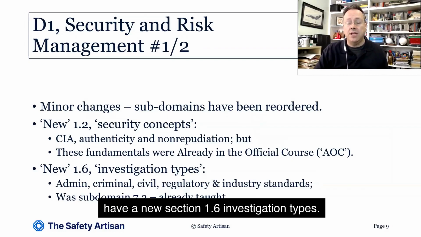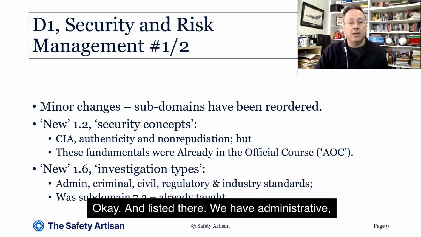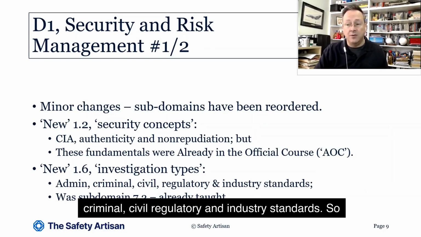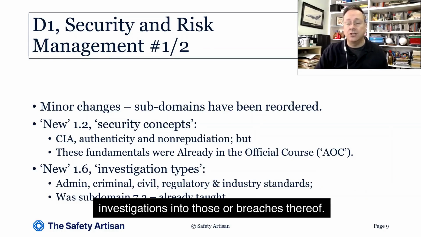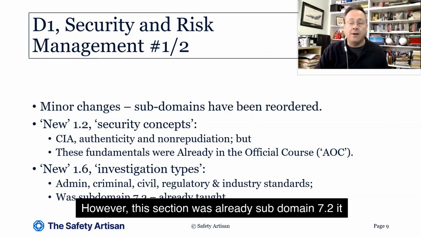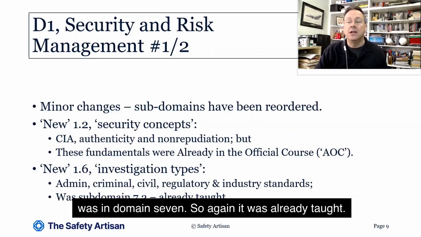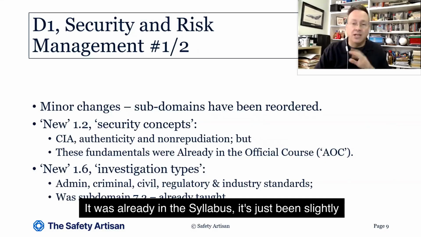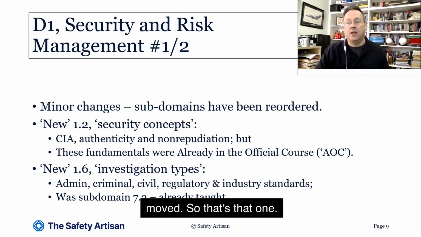And we have a new section 1.6, investigation types. Listed there we have administrative, criminal, civil, regulatory, and industry standards. So investigations into those or breaches thereof. However, this section was already subdomain 7.2. It was in domain 7. So again, it was already taught. It was already in the syllabus. It's just been slightly moved.